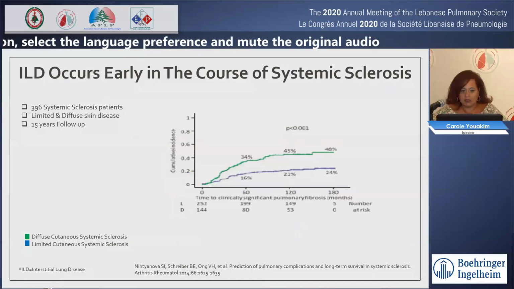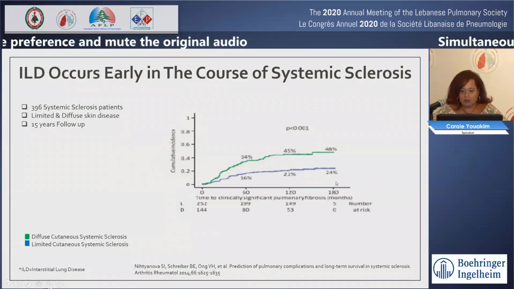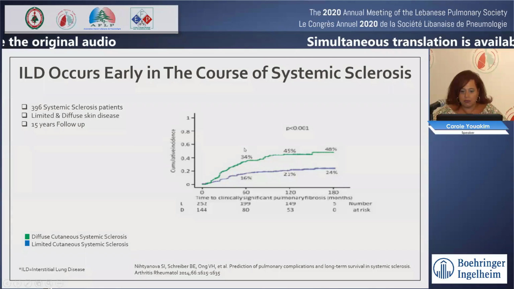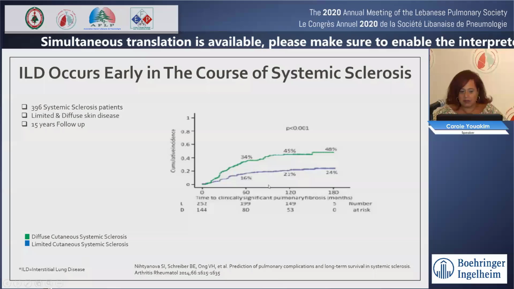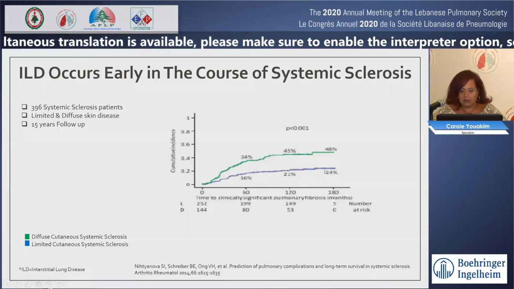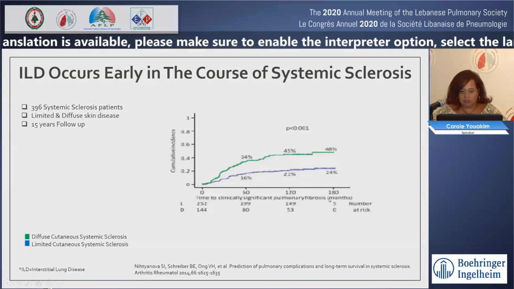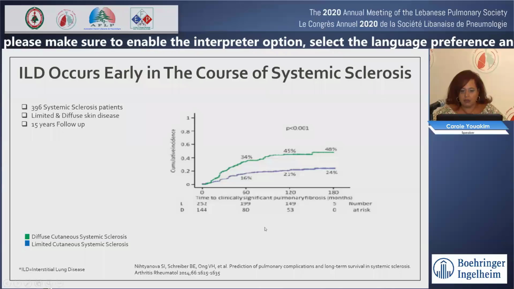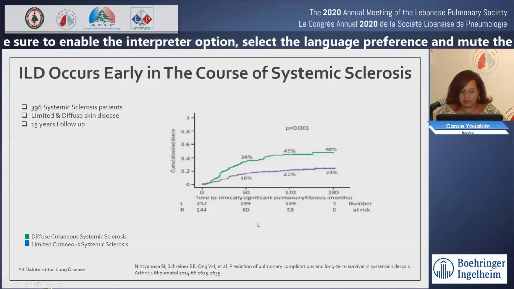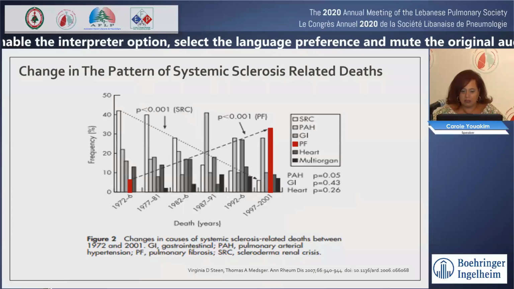In this study, 396 patients with systemic sclerosis were followed for up to 15 years. And you can see here in green, 1 of 2 patients with diffuse cutaneous systemic sclerosis developed pulmonary fibrosis. And in blue, 1 of 4 patients with limited cutaneous systemic sclerosis developed pulmonary fibrosis. So it was clear that pulmonary fibrosis develops in both patients with diffuse and limited cutaneous systemic sclerosis.